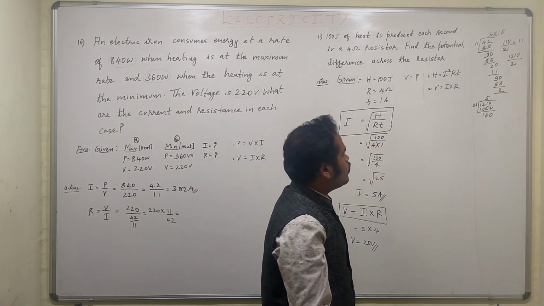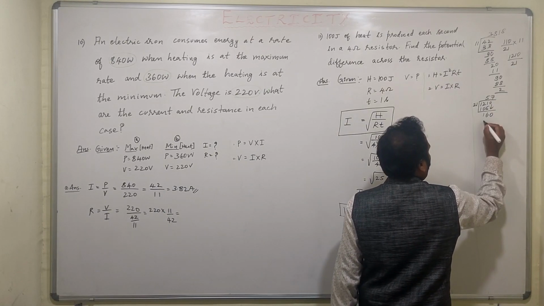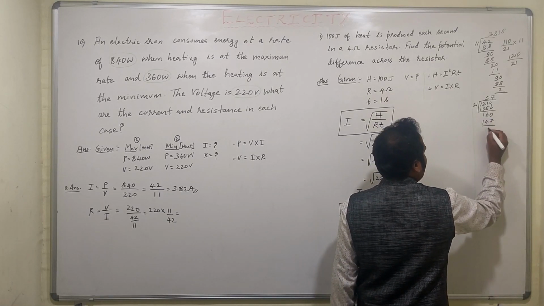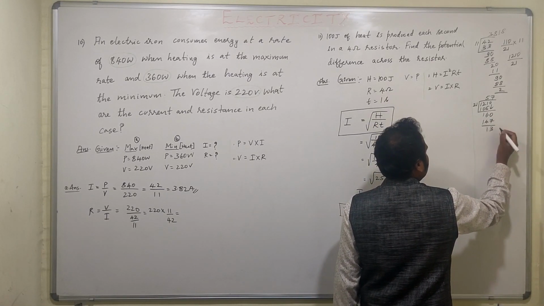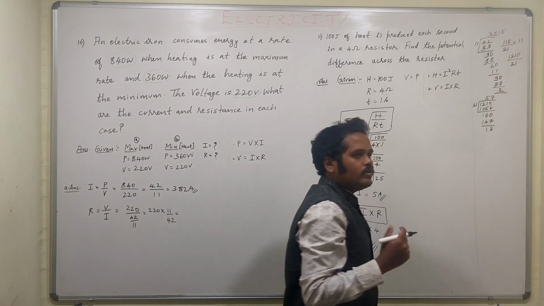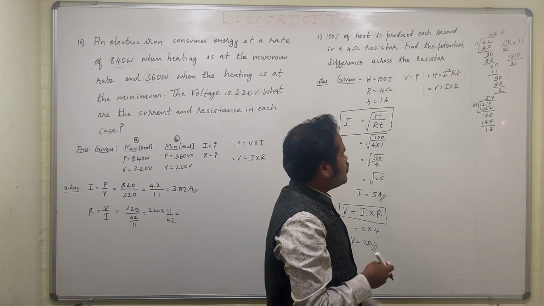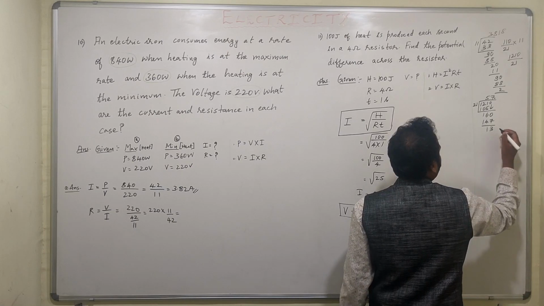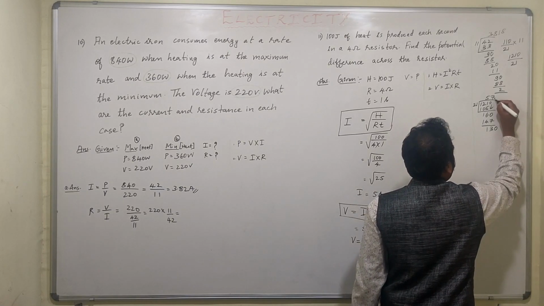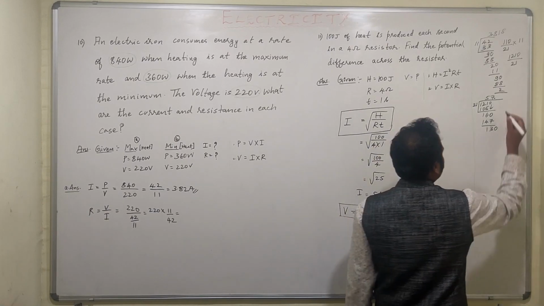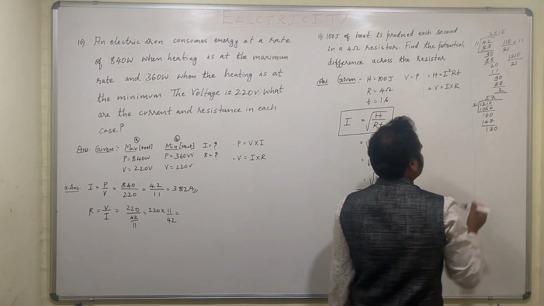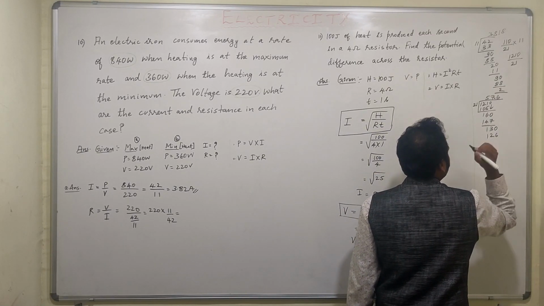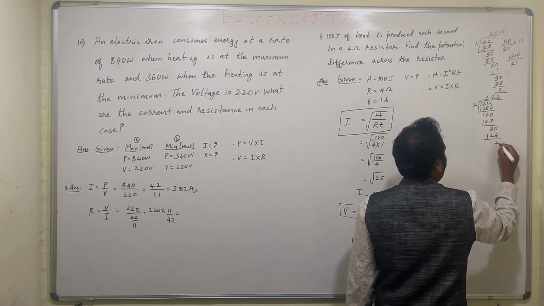21 8s are 168, but we can't go with 8, so we have to go with 7, 147. 160 minus 147 is 13. 21 1 is 21, but here we have 13, so we can't continue further. To continue further, we have to put a decimal. So we'll put a point and take a 0. We'll do it up to 3 decimals. 21 6s are 126. So we'll be left with 4.